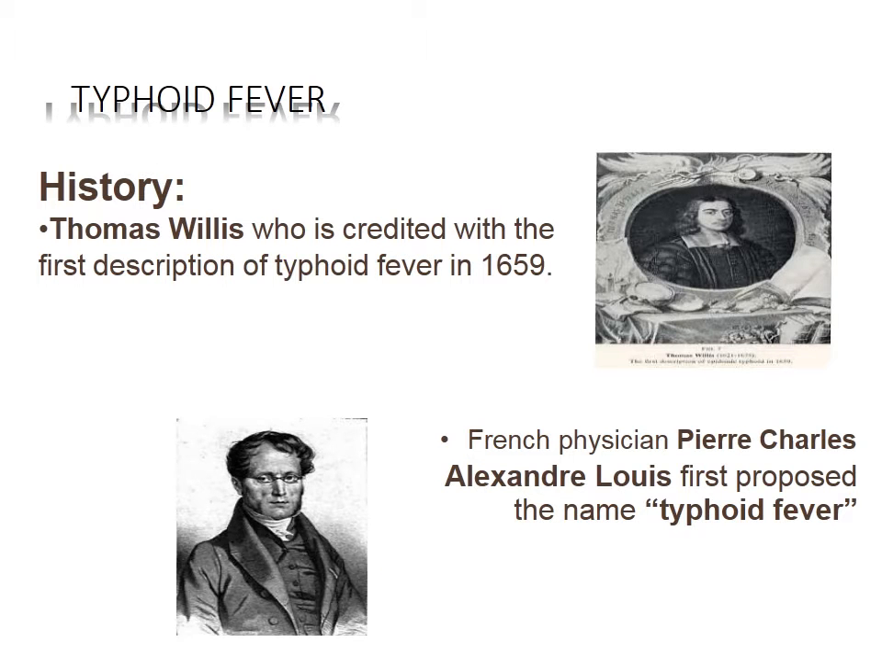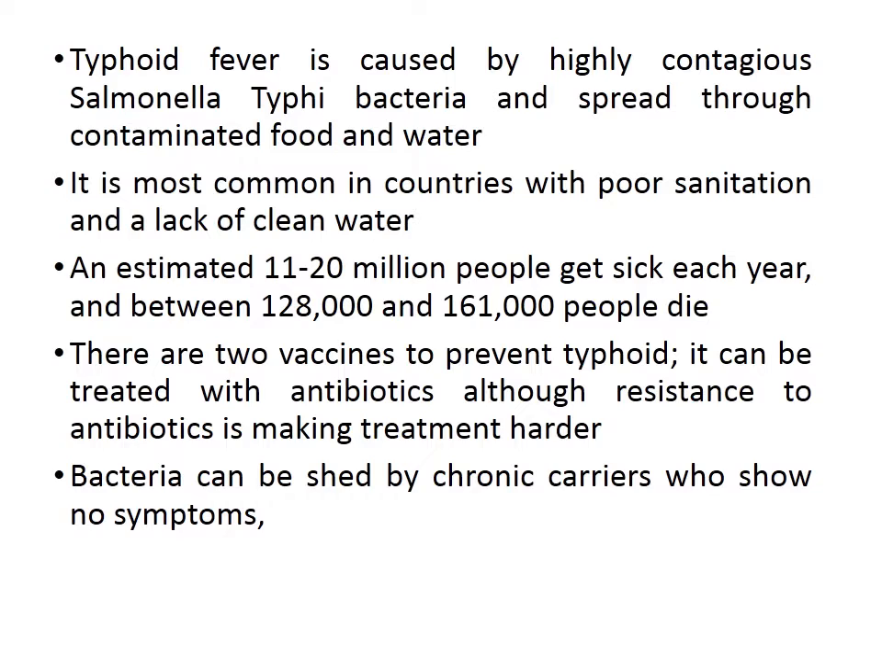Thomas Willis is credited with the first description of typhoid fever in 1659, but it was Alexander Louis who first proposed the name typhoid fever. Typhoid fever is caused by highly contagious Salmonella typhi bacteria and spread through contaminated food and water. It is most common in countries with poor sanitation and a lack of clean water.